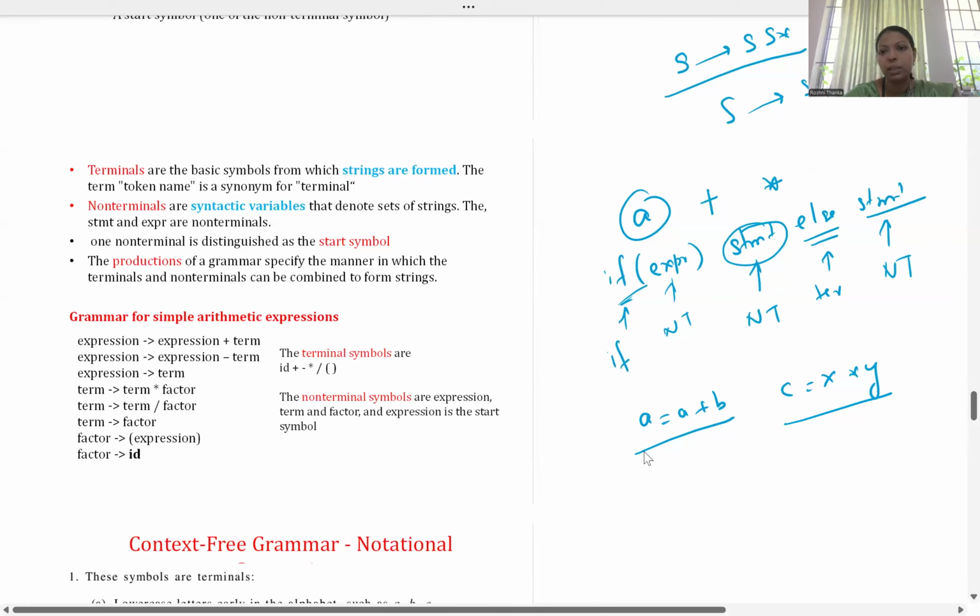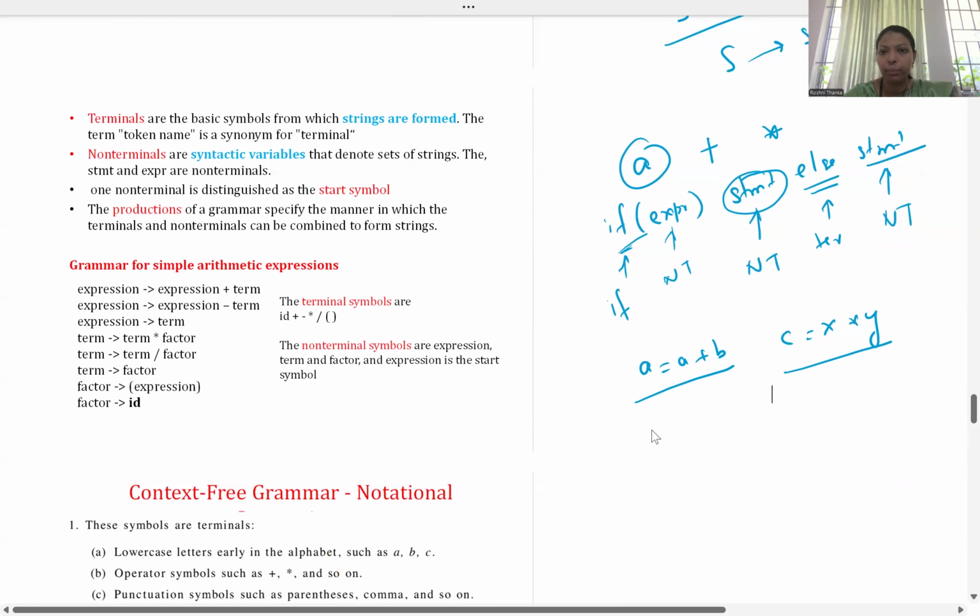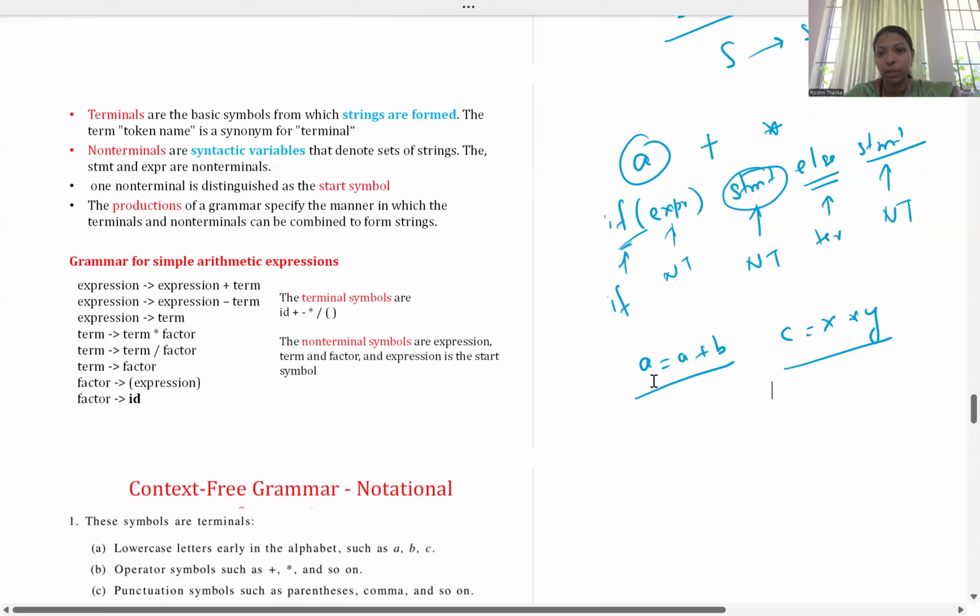So if I want to check whether A equal to A plus B is correct, how will I find it? I'll check this. From this, I can understand. From this, I can either go for a top-down approach or a bottom-up approach. If, for example, I am using a bottom-up approach and I am able to derive back to the root, then it is a correct string, right? So likewise, I can find out.